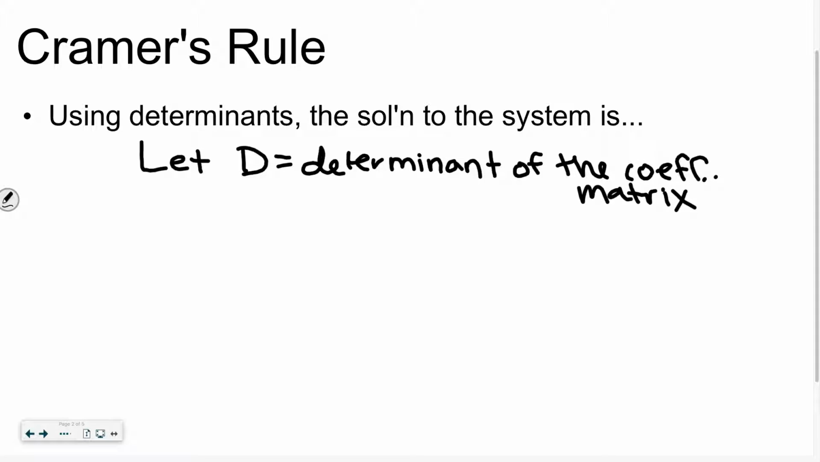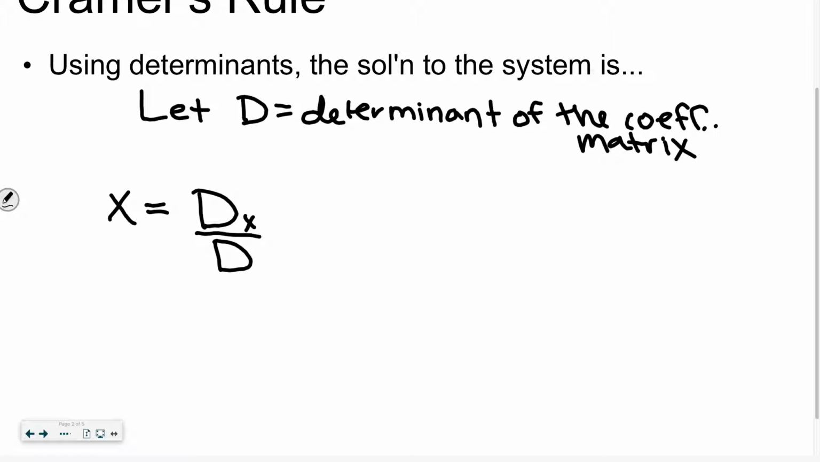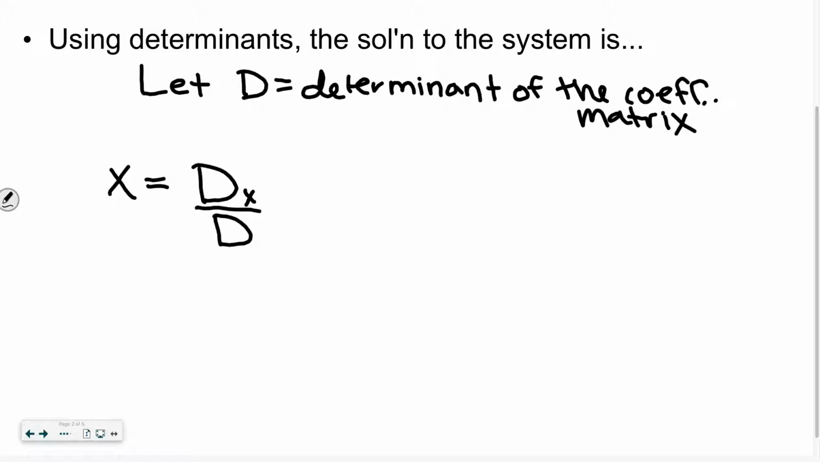If you want to solve for x, then you are going to do D sub x divided by D. Now we know what D is. I told you, let D be the determinant of the coefficient matrix. So you can get that real easy from your system. Write out your coefficients as a matrix, find their determinant.